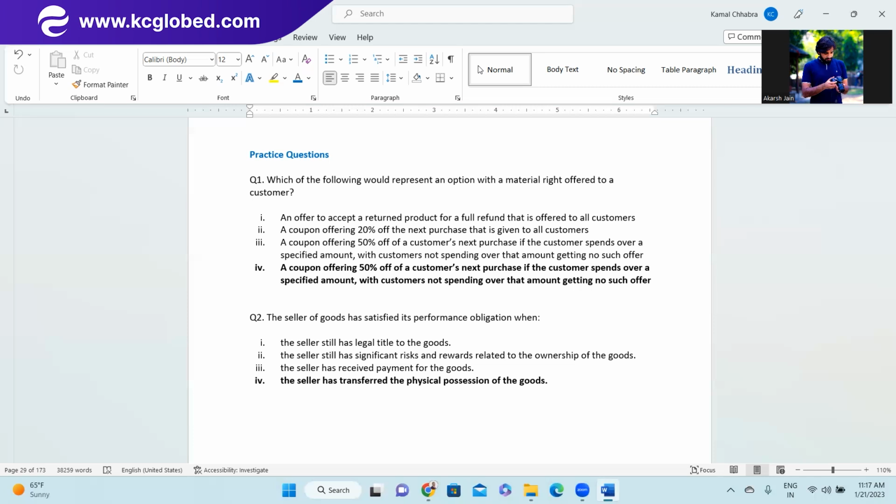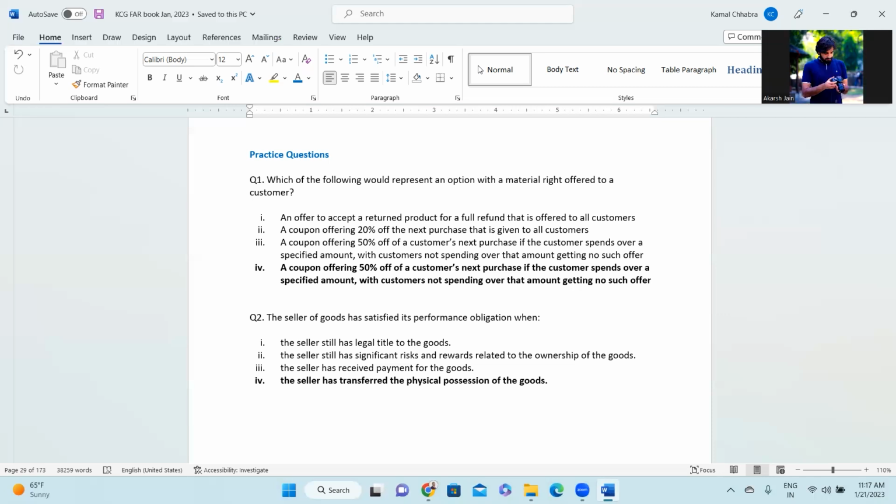इसमें सर ये भी तो हो जाएगा ना कि मतलब मटेरियल राइट तभी होता ना जबकि पक्का हो जाता कि हाँ he will get that thing. Here maybe he has to spend a certain amount, only after that he will get that offer. So yes, this is just an offer. Yes, correct. This is not a right.